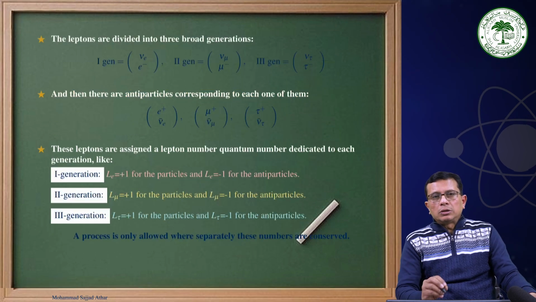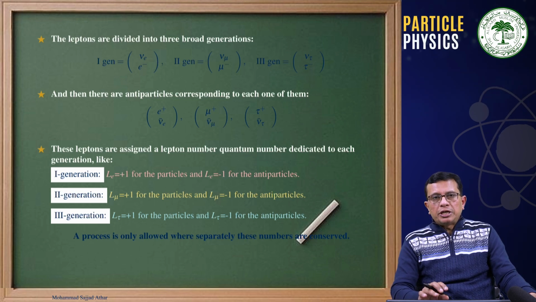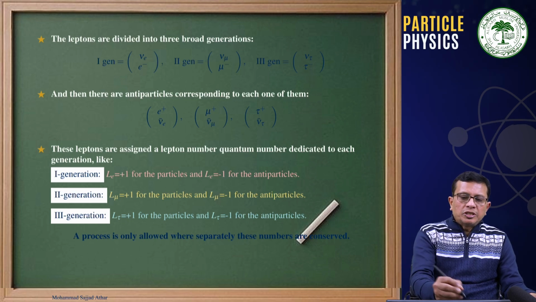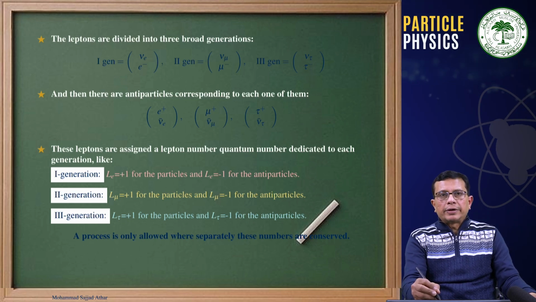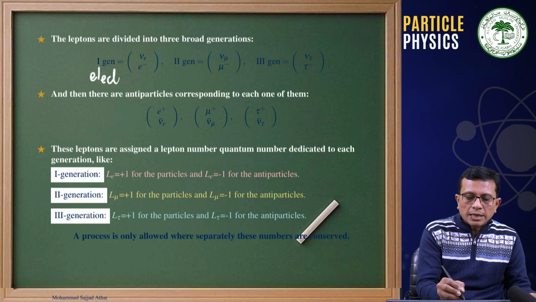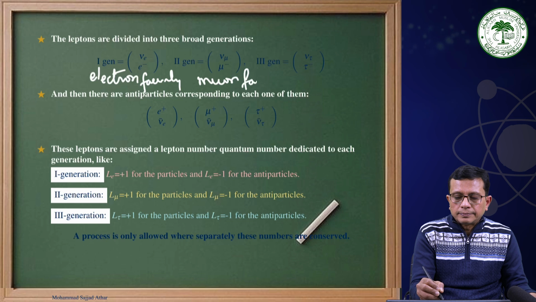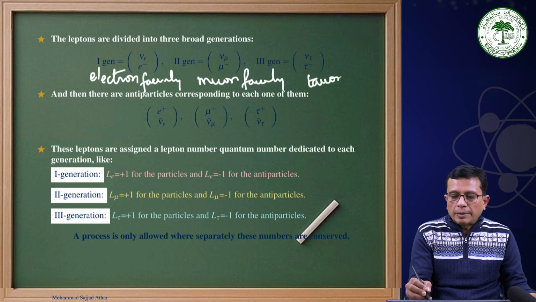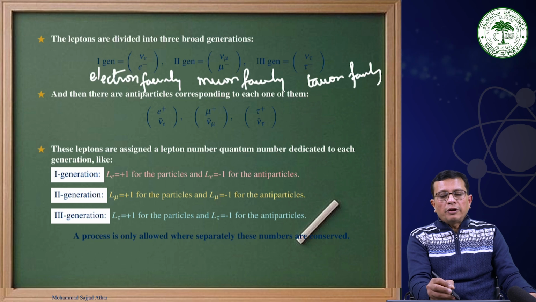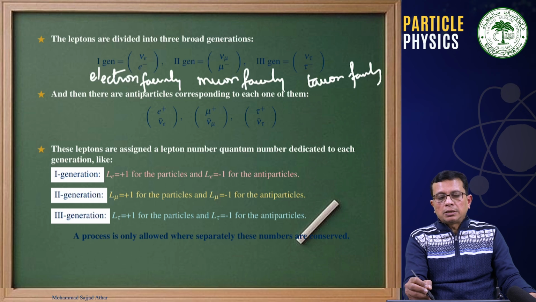Now, when we talk about leptons, in the standard model of particle physics they are classified into three different generations: first generation, second generation, and the third generation. This is known as the electron family, this is known as the muon family, and this is known as the tauon family. In the electron family, we have the electron type neutrino and electron. In the muon family, we have the muon type neutrino and muon. And in the tauon family, we have the tauon type neutrino and tauon.